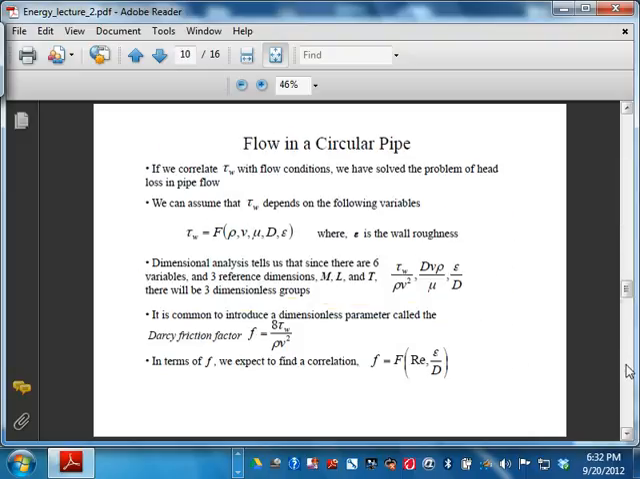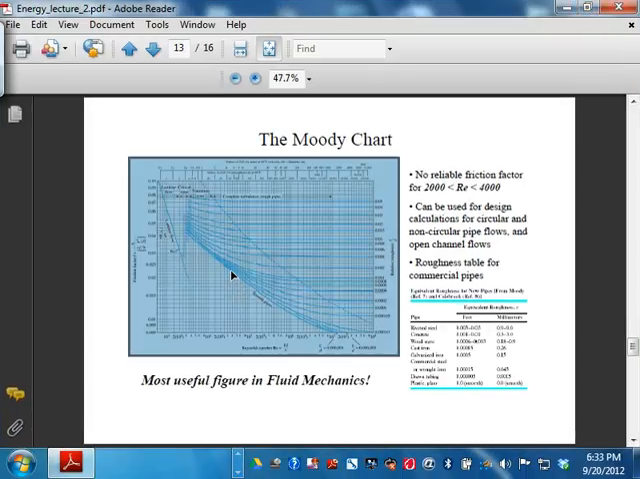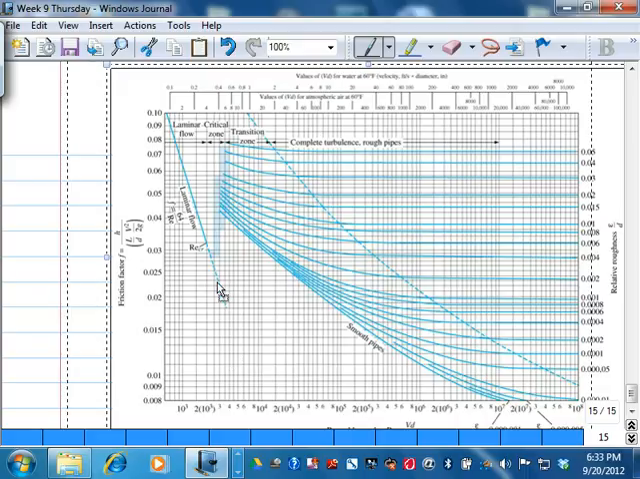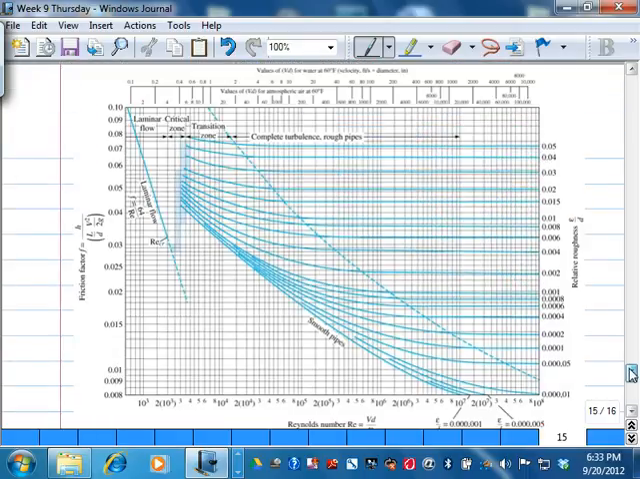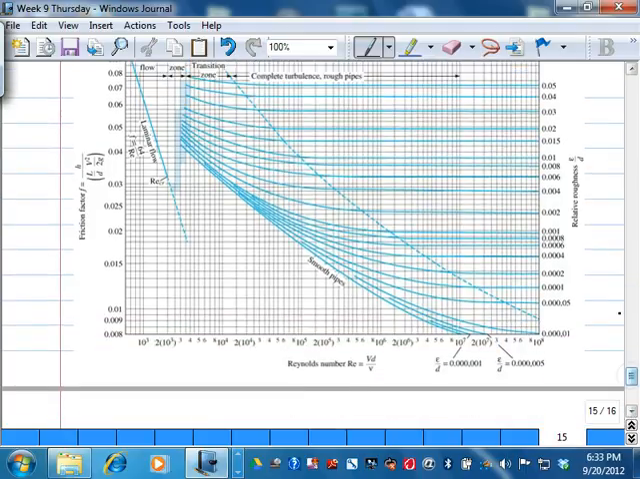Where's the Moody chart? Here. So the Moody chart is basically a compilation of all the turbulent results, nicely compiled for you so you can use. This is the friction factor f. The above there is the Reynolds number. And here is the wall roughness.